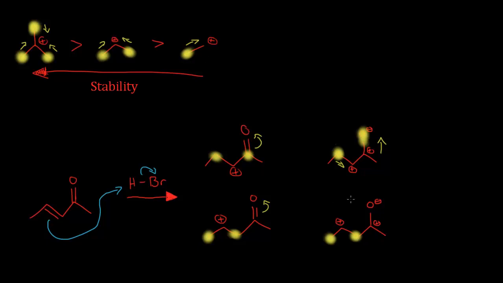So here, you have electron density. You have electron density going towards here and towards here. So what does this mean? Well, this means that obviously this carbocation structure is more stable than this one. That means that the most stable product has to come from this structure.